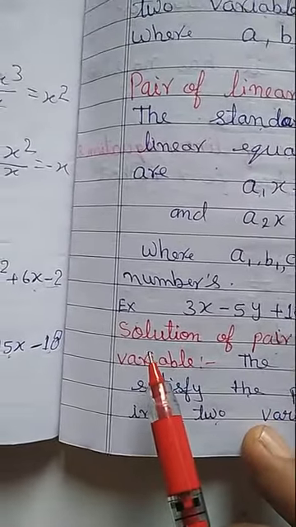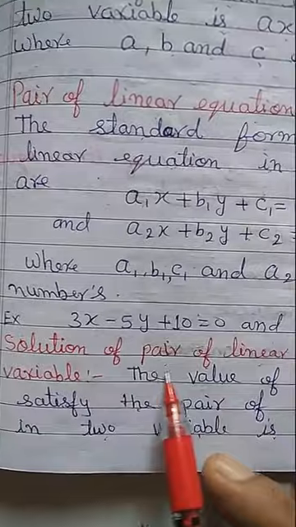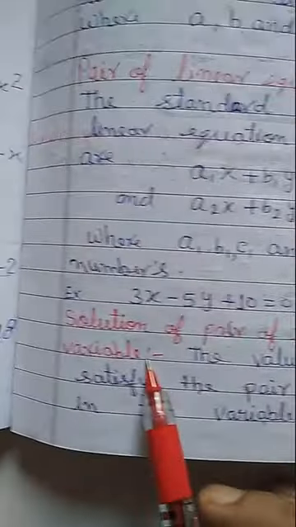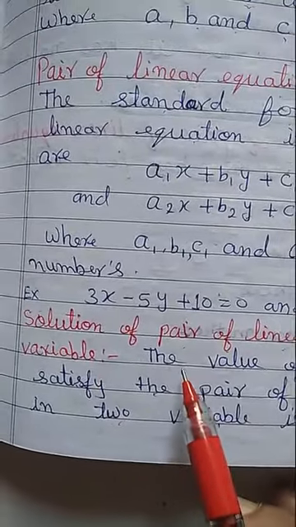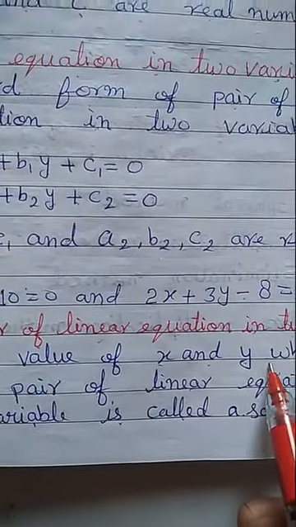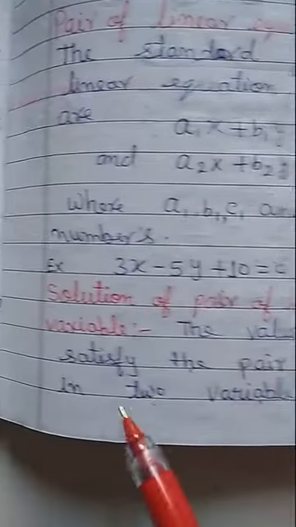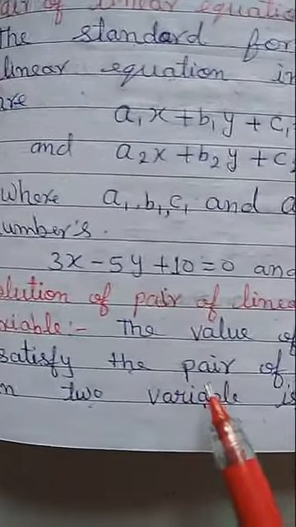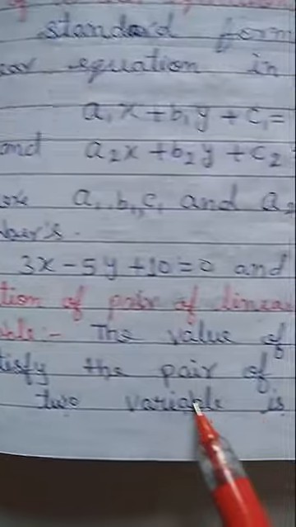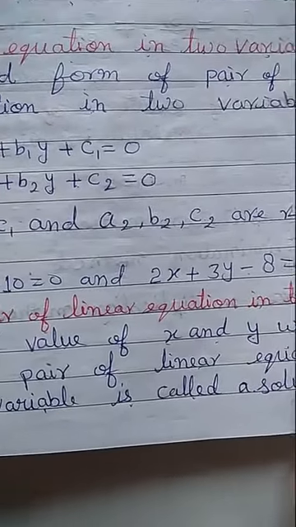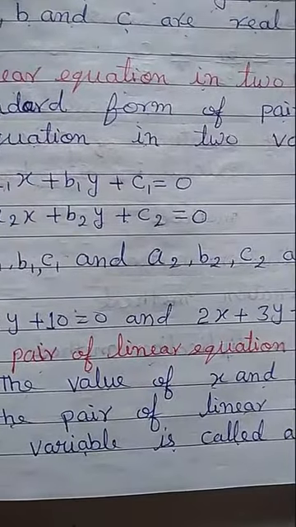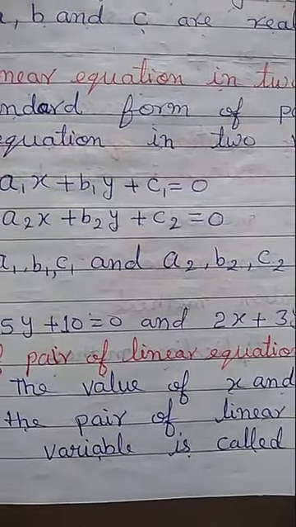Now, the solution of a pair of linear equations in two variables. The values of x and y which satisfy the pair of linear equations in two variables are called the solution of the pair of linear equations in two variables.